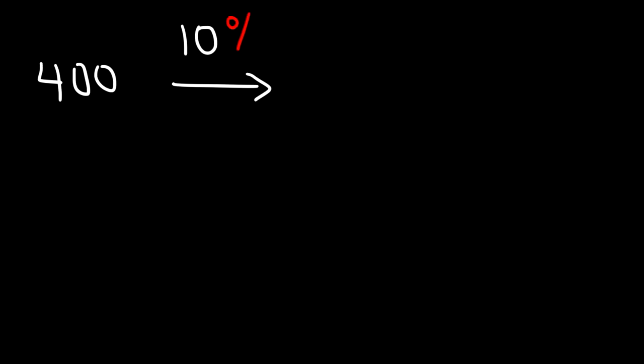In this video, we're going to focus on how to find the percent of a number. So let's start with something simple. Let's say we have 400. What is 10% of 400? To find 10% of something, simply move the decimal one unit to the left. So 10% of 400 is 40.